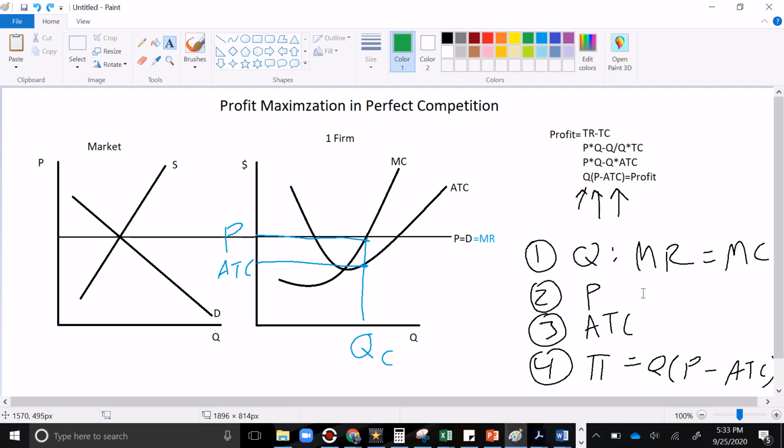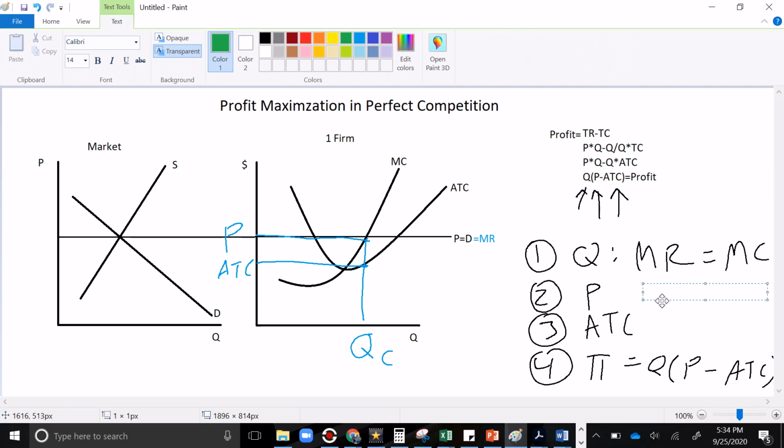And that actually gives us this. See, if there were numbers there, it'd be easy. If I had a quantity of 50 and a price of 10 and an average total cost of 6, well, my profit would be 50 times 10 minus 6 equals 200. And you're done. Just plug in the values.